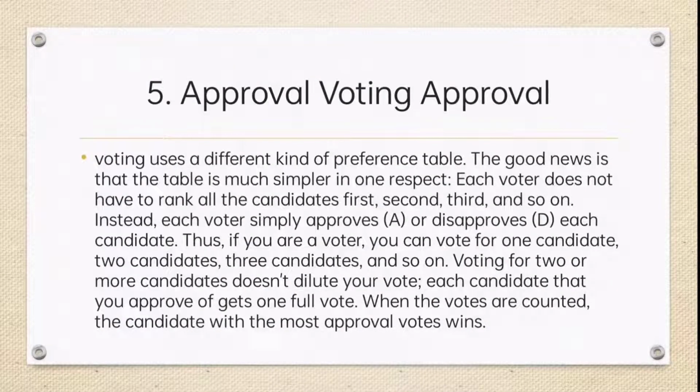Thus, if you are a voter, you can vote for one candidate, 2 candidates, 3 candidates, and so on. Voting for 2 or more candidates doesn't dilute your vote. Each candidate that you approve of gets 1 full vote. When the votes are counted, the candidate with the most approval votes wins.